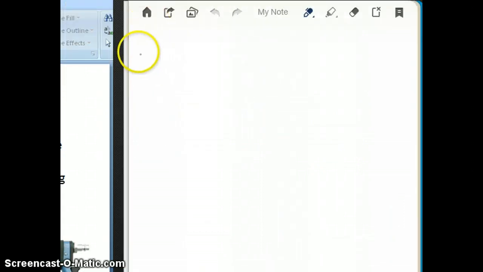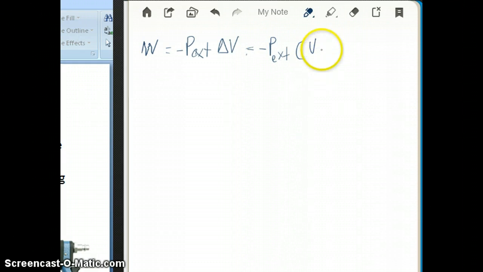Okay, so if you look at this example, it's really a work expansion. It's asking you for work. Now we know that to calculate work, we're going to need P external times delta V. And again, delta V is final minus initial. In this case, the final volume is the volume when the gas stops expanding, and the initial volume is the volume at the beginning, right? So this is really negative P external times final volume minus initial volume.